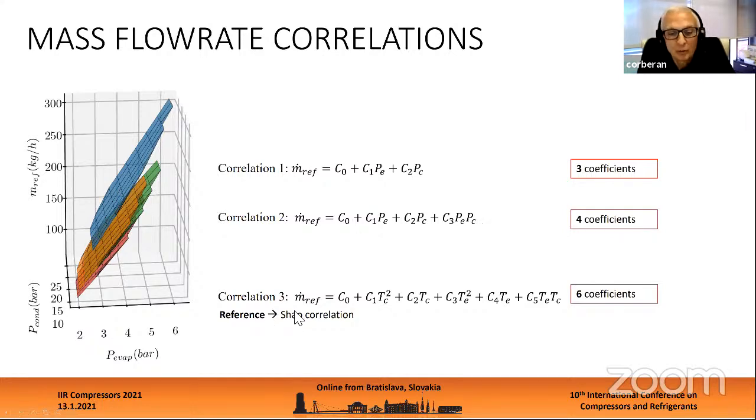And as a reference, what we have placed is the Shaw correlation, which, as I mentioned, is just a reduction of the ARI polynomial with only 6 coefficients. The thing is, even this very simple correlation with 3 terms works very well. If you want a bit more accuracy, you can use these 4 coefficients. And this represents very well this kind of performance.